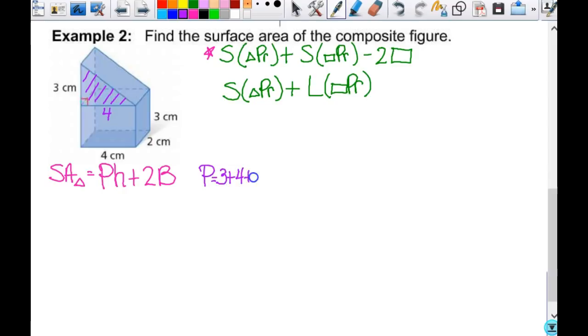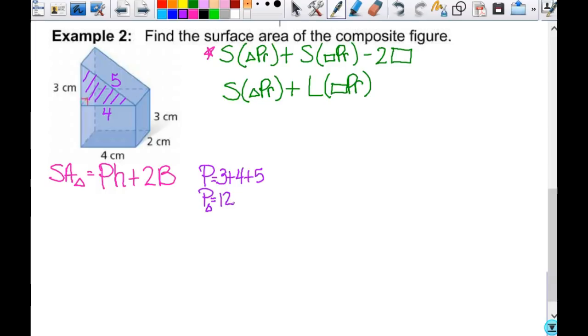Where's the 5 come from? It's the hypotenuse. Good. And if you don't know it, and it's not a 3, 4, 5, just know that it's Pythagorean theorem and you figure it out. So your perimeter for that is 12. The perimeter of the triangle is 12.